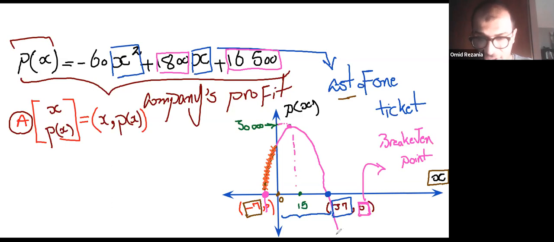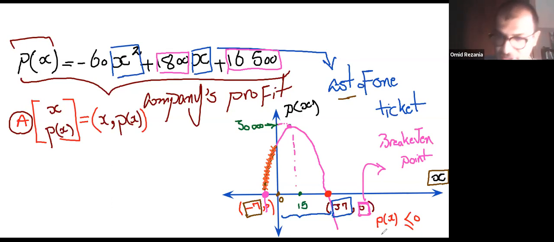We are not going to talk about this part, because you see that below this part, which is, I should say, our intersect, the profit goes below zero, which means that the profit, P of X, is going to be less than or equal to zero. It equals zero at this point, but the rest of it is going to be less than zero. It means that you are making a loss. If you sell more tickets, you are making a loss.